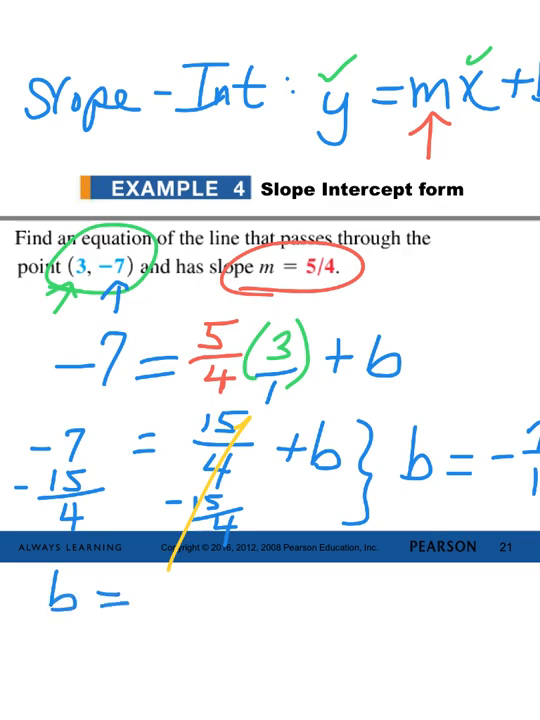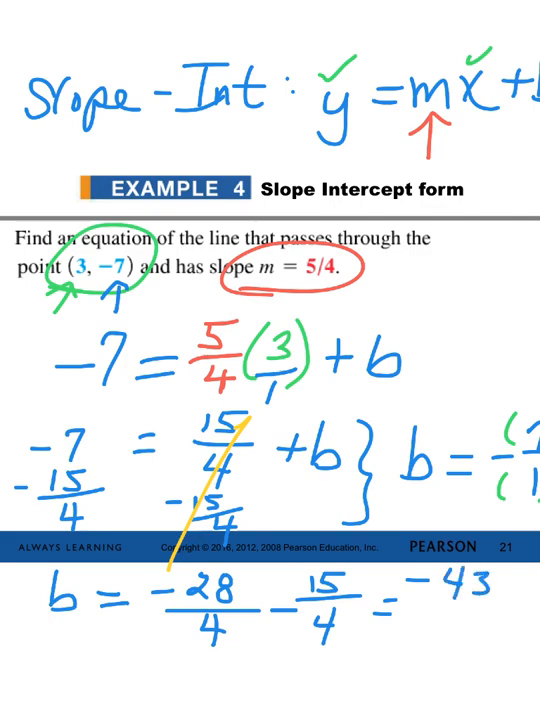B is going to be equal, since we need a common denominator, and that common denominator is 4, then -7 over 1 becomes -28 over 4 minus 15 over 4. And -28 minus 15 is -43 over 4. And you don't have to put that in anything simpler than that. You don't have to make it into a mixed number. Leaving it as -43 over 4 is just fine.